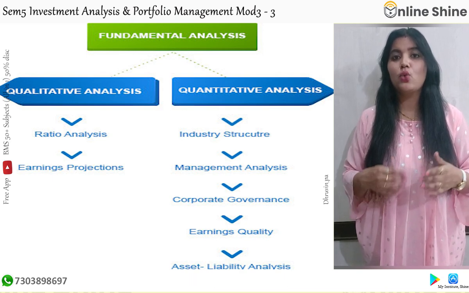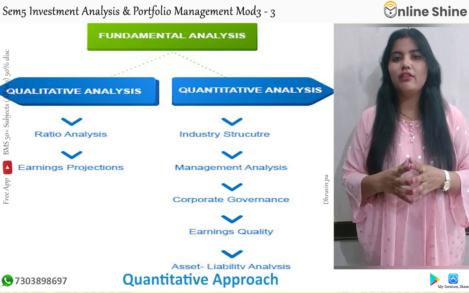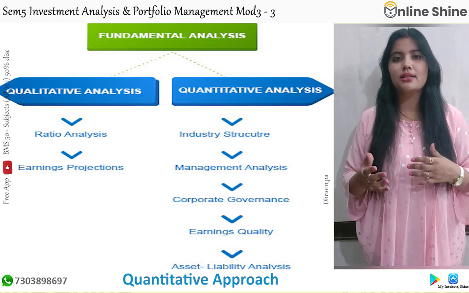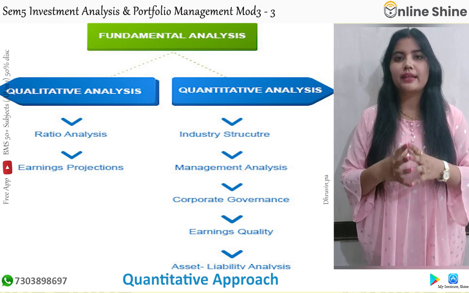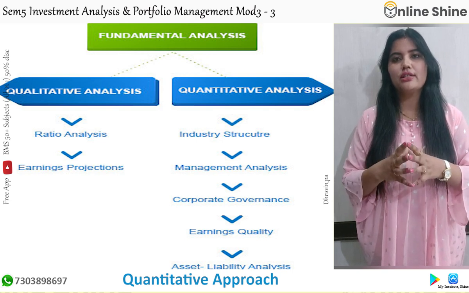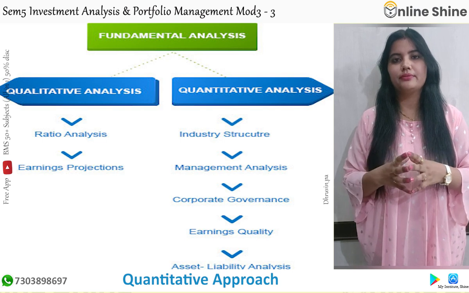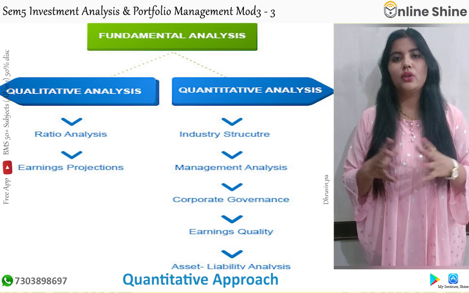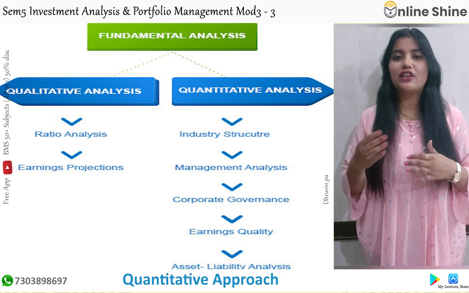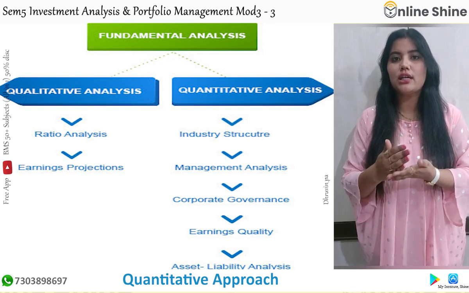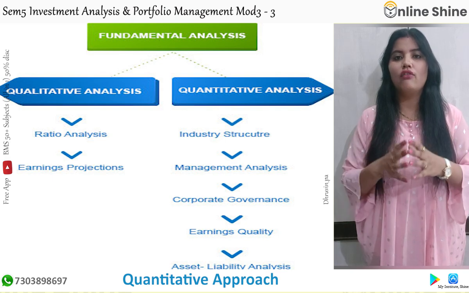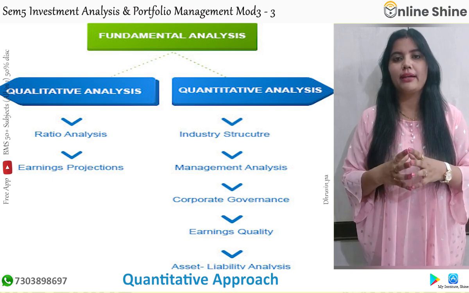Now the second one is quantitative. The quantitative approach involves numbers. It analyzes the numbers in the financial statements and draws a conclusion about the price of the shares from there. Though both approaches are different, both are equally important in a complete analysis of a company's share price.